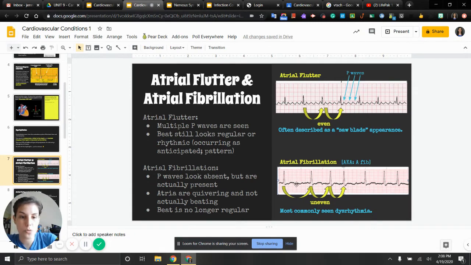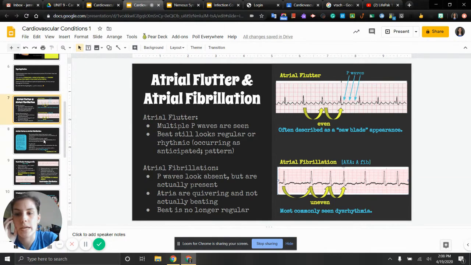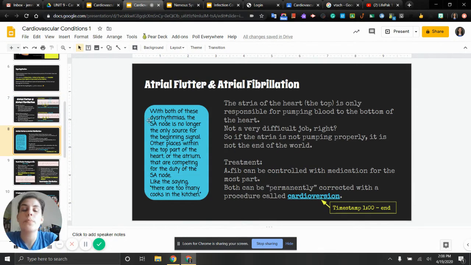So looking at the QRS spikes here, they're not evenly distributed. So we have a really big gap here, smaller gap, even smaller gap. Okay, so it's no longer regular. Okay, so let's discuss why that is. Okay, so remember the SA node was the natural pacemaker. It's the thing that tells the heart to beat.